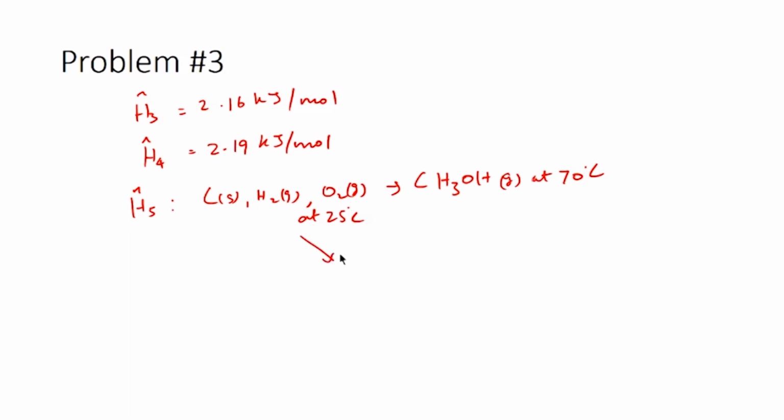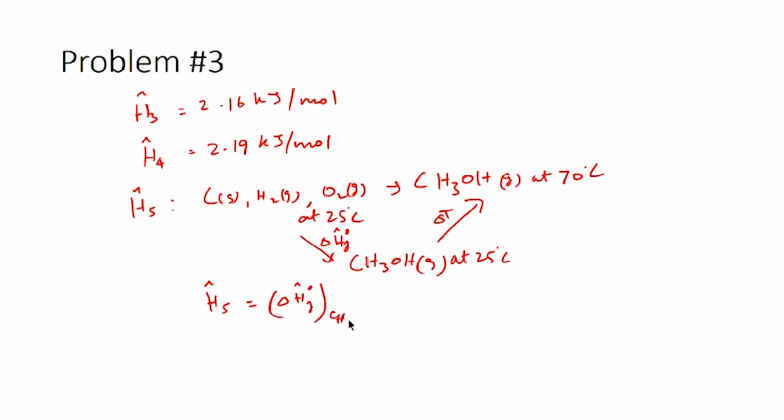So, the first step would be formation of methanol gas at 25 degree Celsius, and then would be heating. So, initial step you would be looking at the standard heat of formation for methanol gas, and the second step is delta T. So, your H5 cap is actually equal to the standard heat of formation of methanol gas plus integral 25 to 100 Cp of methanol dT. You have to use the Cp of methanol gas and you will be able to perform this integration.